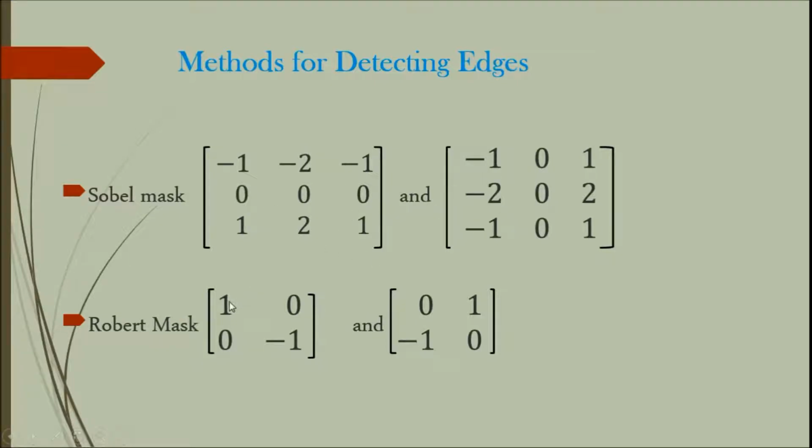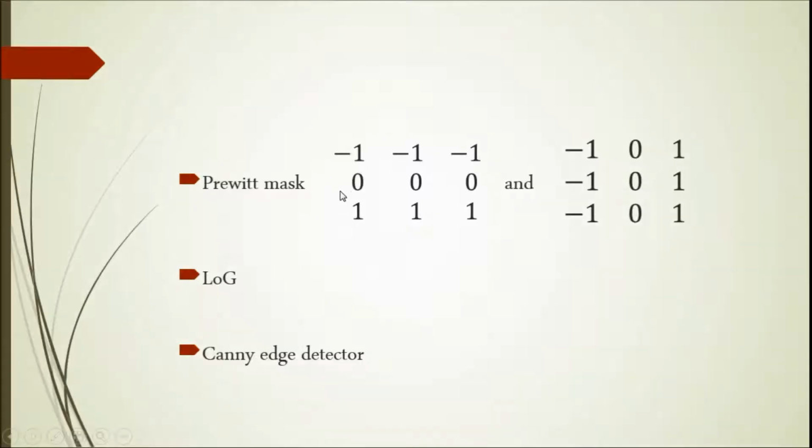Then Roberts, this is the mask for Roberts: 1 0 0 1 and 0 1 minus 1 0. The Prewitt mask is minus 1 minus 1 minus 1, 0 0 0, 1 1 1, and this is gx and gy. You have to compute gx and then compute gy; one mask calculates the horizontal differences, the other calculates the vertical differences, and later they are combined together. Then LoG, having different masks, and the Canny edge detector are the other methods of detection.